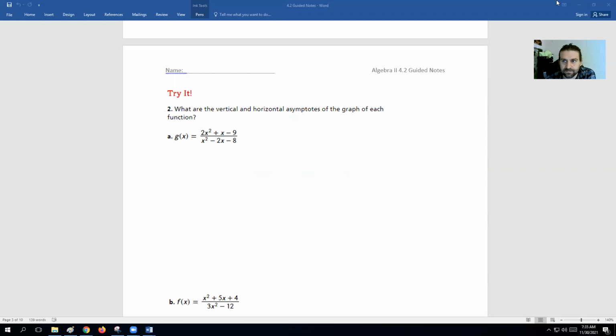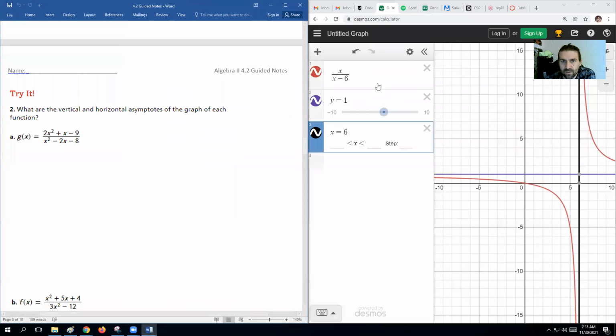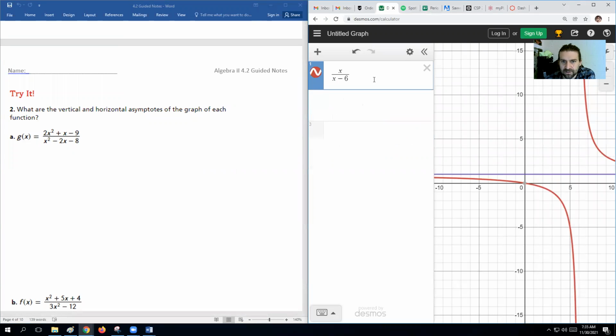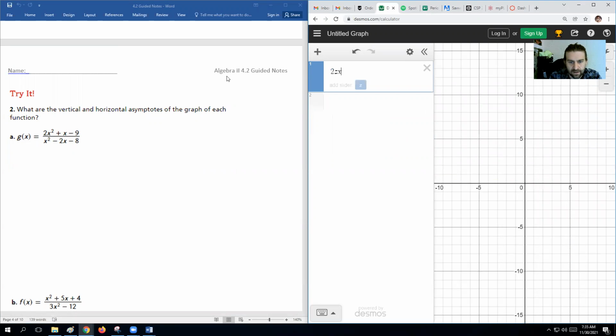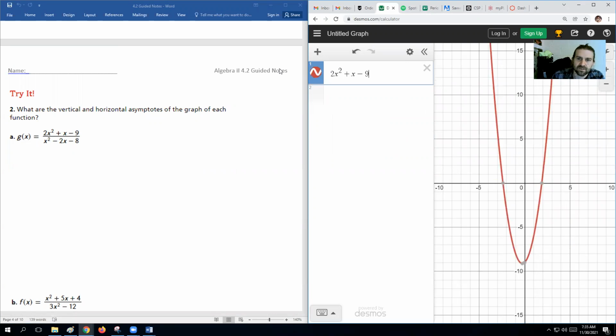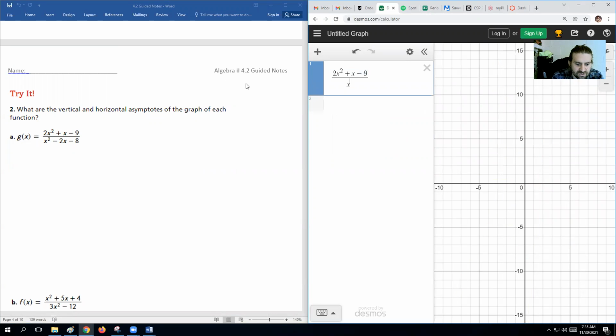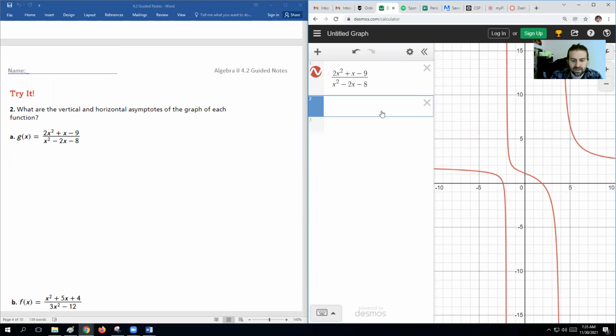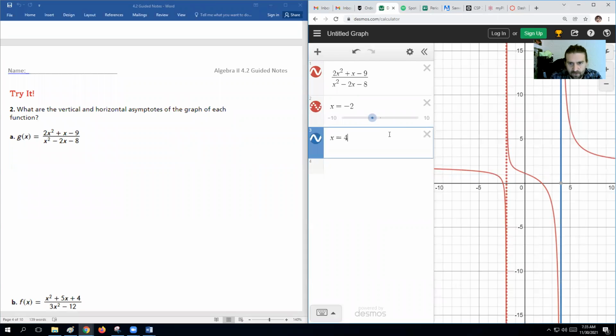Okay, let's clear this out. We've got 2x squared plus x minus 9, and we're going to divide that all by x squared minus 2x minus 8. All right, let's look. We said we had x equals negative 2 was one of them. That looks good there. And we said x equals 4 was the other one. I'd say that definitely looks like vertical asymptotes in the right spots.